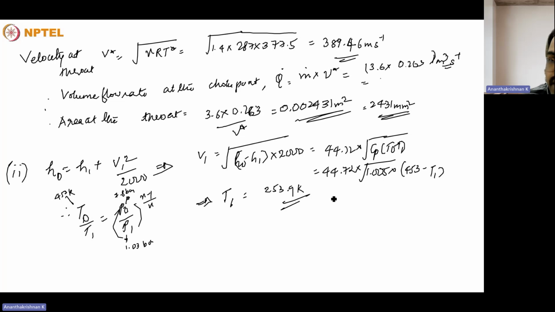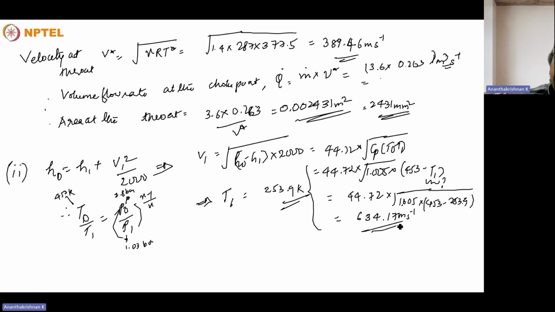So substituting it here, that will be equal to 44.72 into root of 1.005 into (453 minus 253.9). That will be equal to 634.17 meter per second. So that will be the velocity at the exit point.